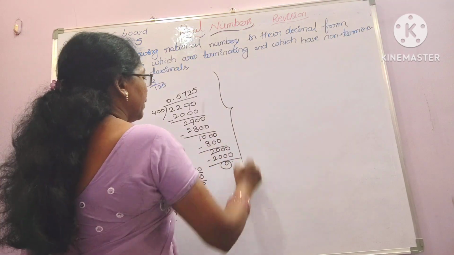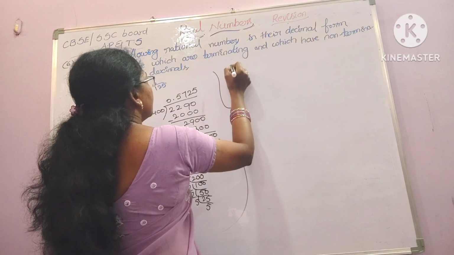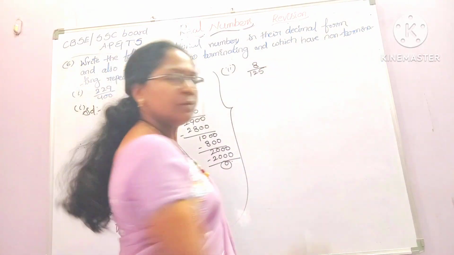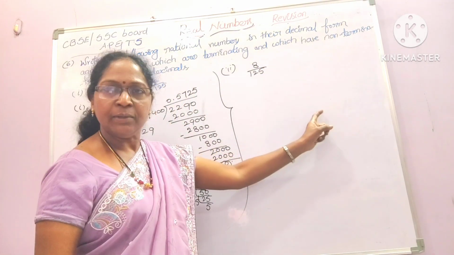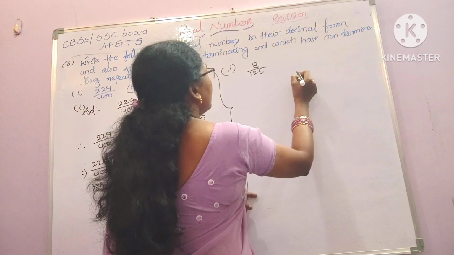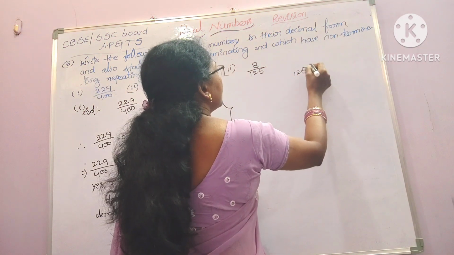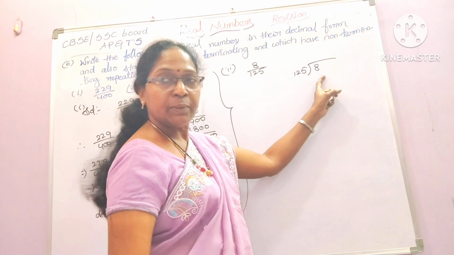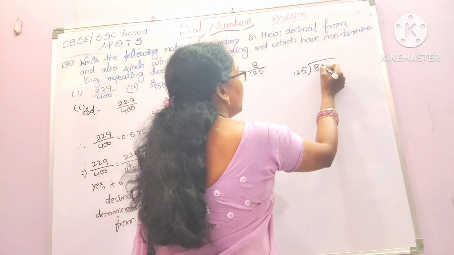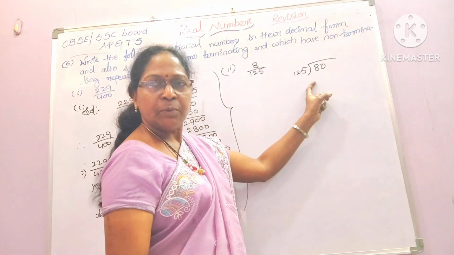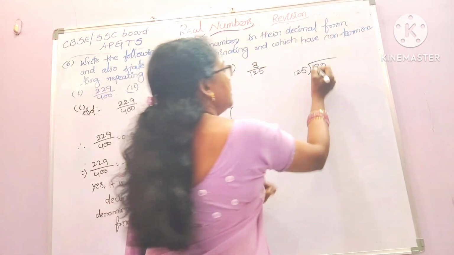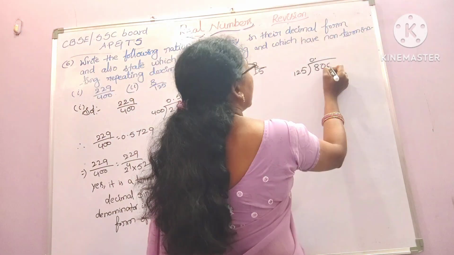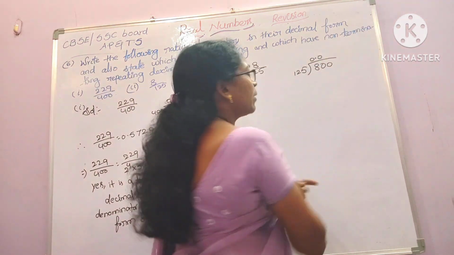Next, the second one here: 8 by 125. First you have to convert it into a decimal number. So you should divide 8 by 125. Is 125 divisible into 8? No. How many zeros are required? If you take 1 zero, is it divisible? No. So instead of this 0, here you write 0 point. One more 0 is required, so instead of this 0, here you write 0.